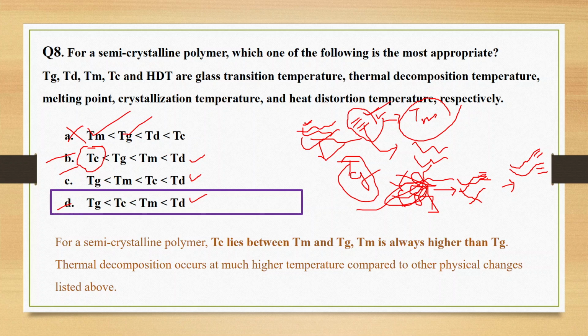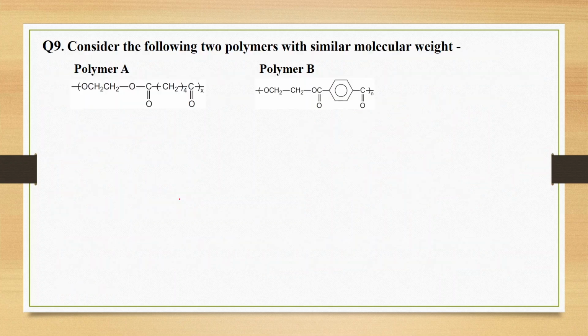If you do understand up to that, what should be your correct answer? That Tc should exist between Tg and Tm. So both option B and C were wrong, right? The correct option is D, where Tg is the lowest, Tc is in between them, meaning some amount of crystallinity has been imposed. Tm means the polymer is a crystalline polymer, so Tm will be very high, and Td will be the highest because it is your decomposition temperature. I hope the concepts for Tg, Tc, Tm and Td are clear. Okay, fine. Let us move to the next question.